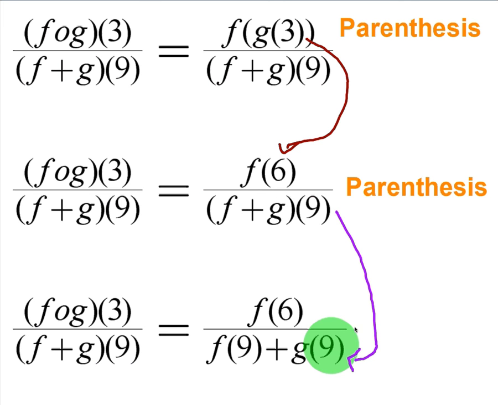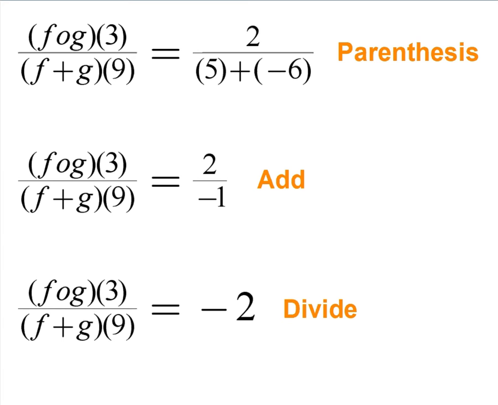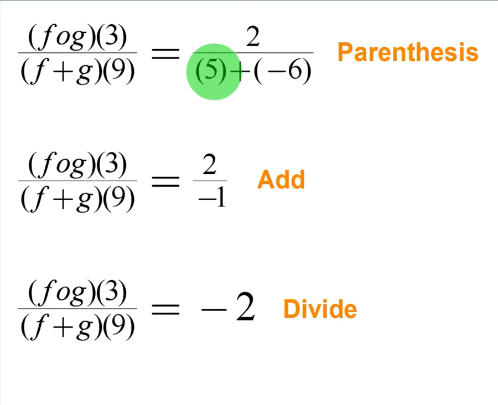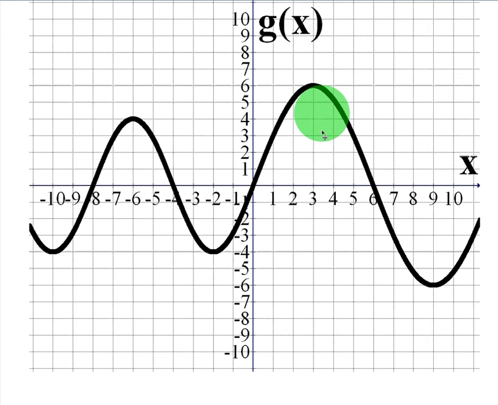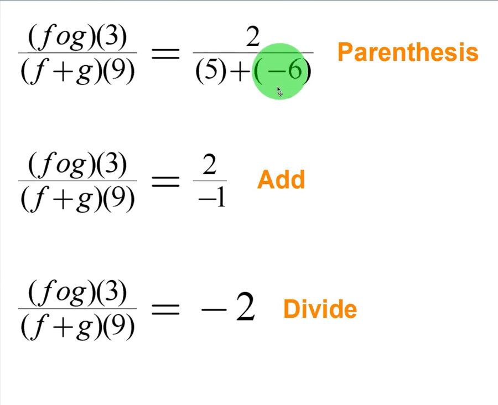Okay, so let's figure out what f of 6 and f of 9 are. Well, f of 6 is going to be 2. F of 9 is going to be 5. So f of 6 is going to be replaced with 2, and f of 9 will be replaced with 5. Now we just need to figure out g of 9, and g of 9 is equal to negative 6. So that will be replaced with negative 6. And we've done everything that's in parentheses or evaluate the function.